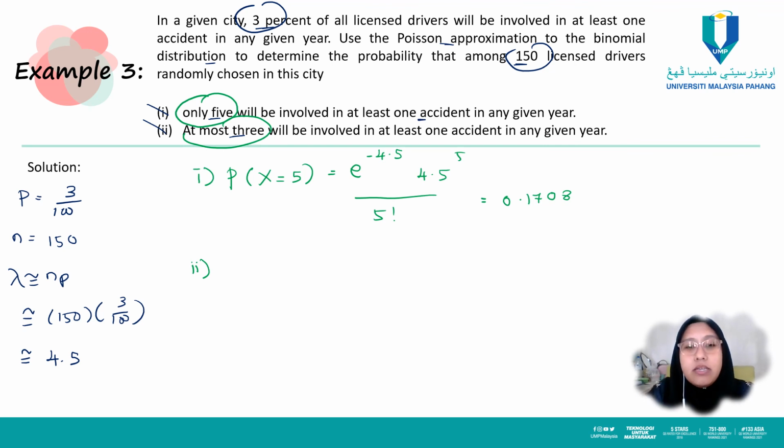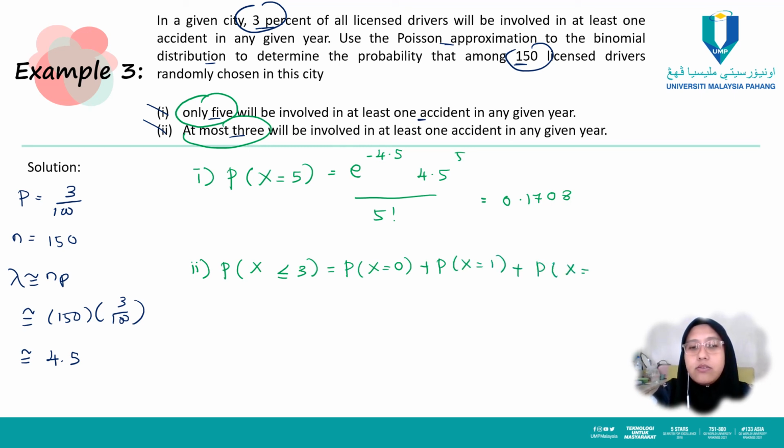For question number 2, the question asks you for at most 3. That means the question asks you to find probability X less than or equal to 3. Or in another way, we can calculate the probability starting from X equal to 0 plus probability X equal to 1 plus probability X equal to 2 plus probability X equal to 3. By using the formula, you just substitute all the information from X equal to 0 until X equal to 3. So the probability is equal to 0.3423.